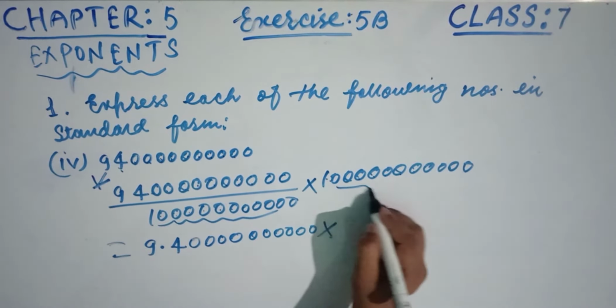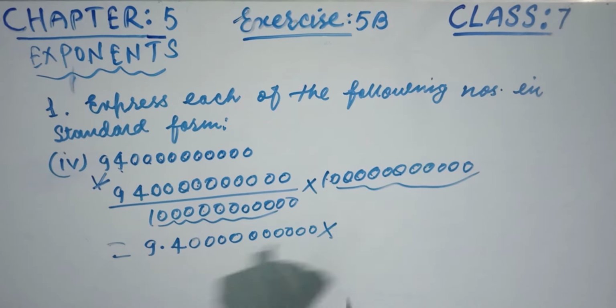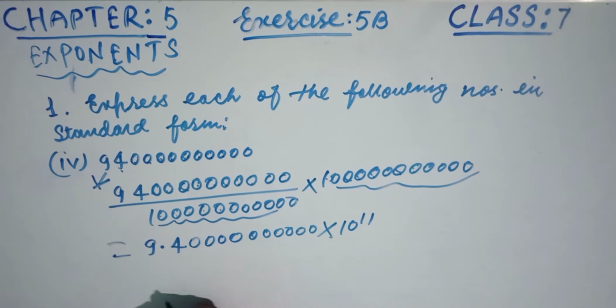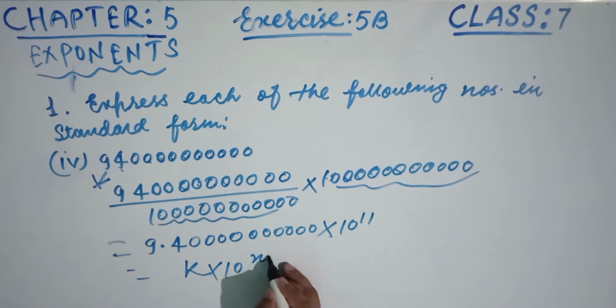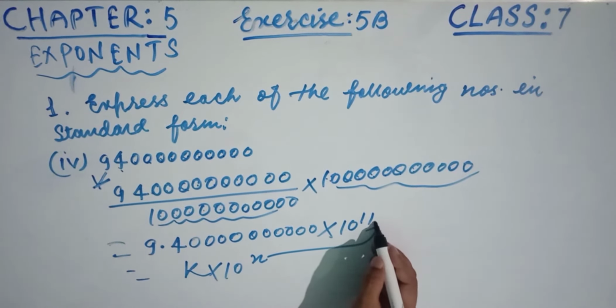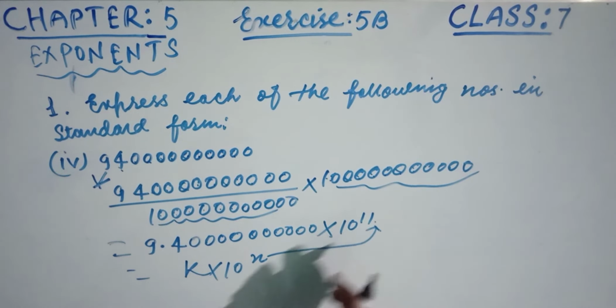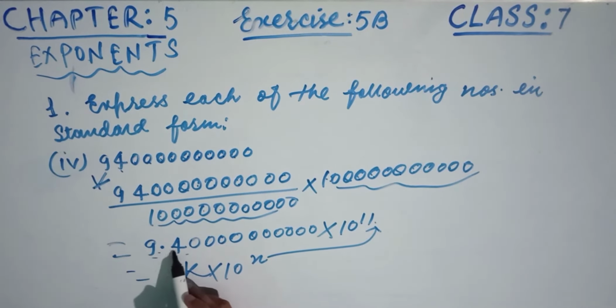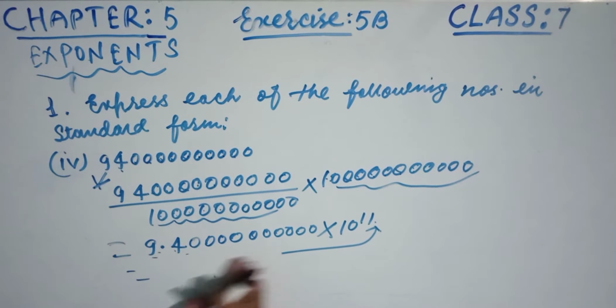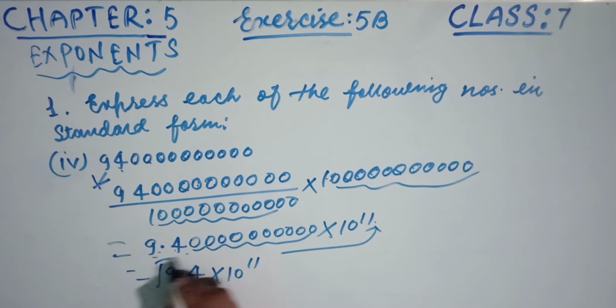and how many zeros friends? 11 zeros. So this is 10 raised to power 11, and look at the friend, this is in the form of k multiplied by 10 raised to power n. So n is here 11, this is a positive integer, means obviously this is a natural number, and k is less than 10, friends, 9.4. So this could be written as 9.4 multiplied by 10 raised to power 11. This is your final answer.